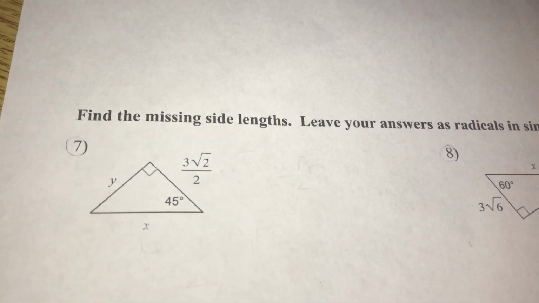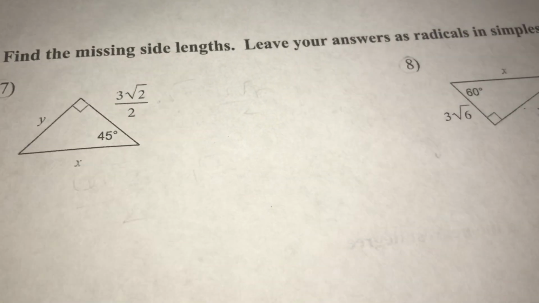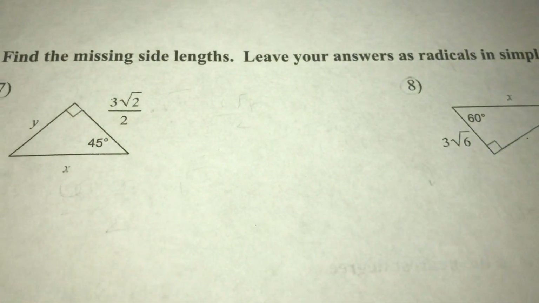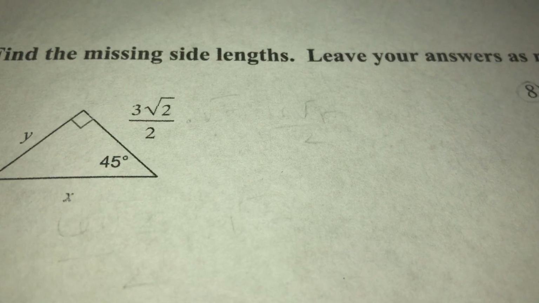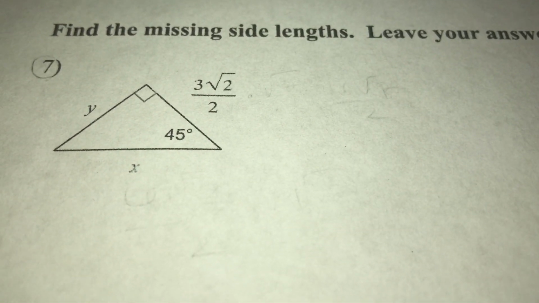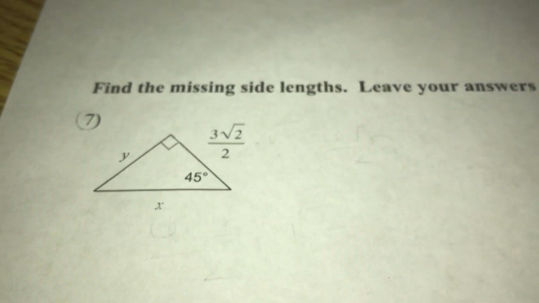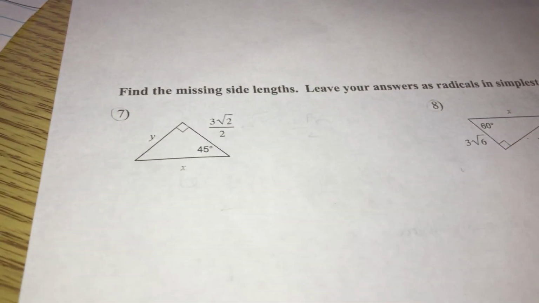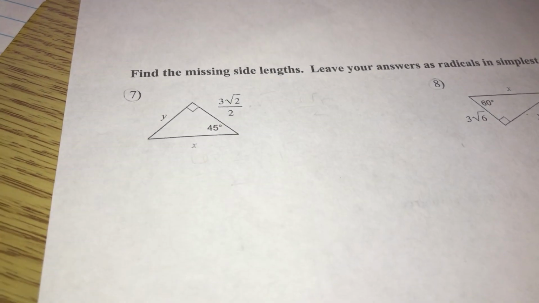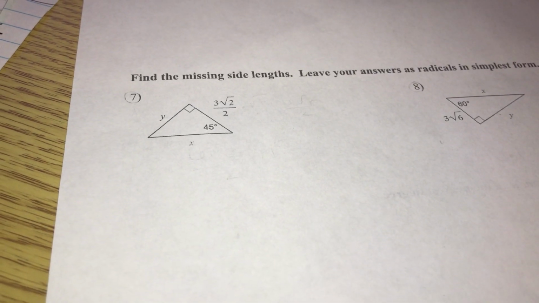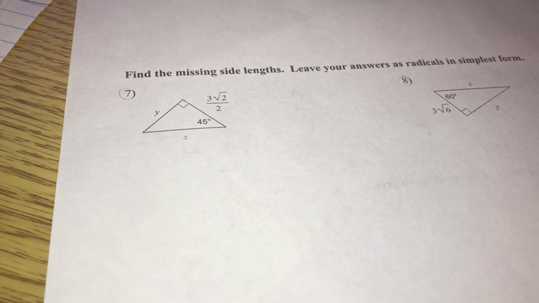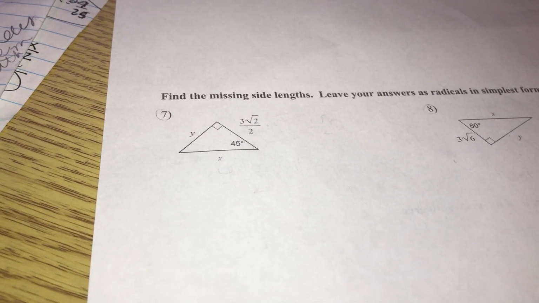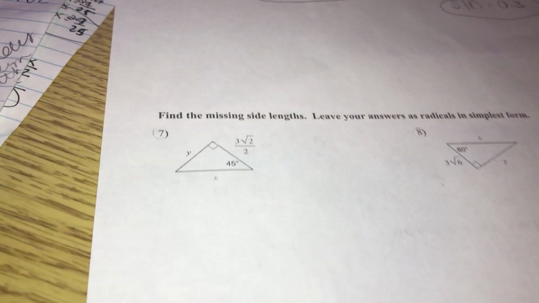For number 7, we're going to be using notes. So let's see. This is a 45, 45, 90 triangle. So the hypotenuse for this is always the length of the leg times the square root of 2. So 3 square root of 2 over 2 times the square root of 2 is 3.